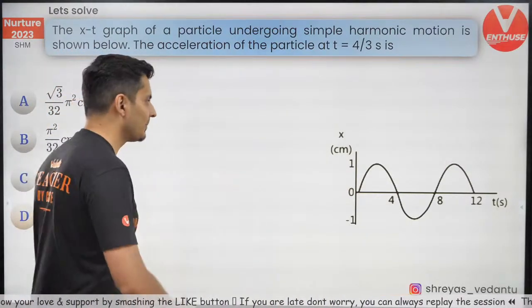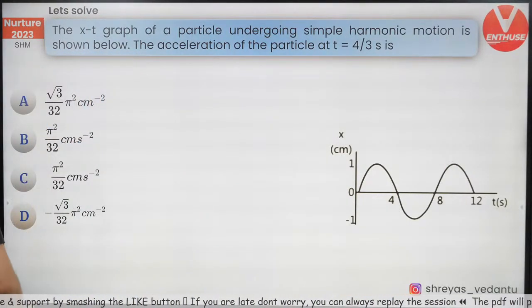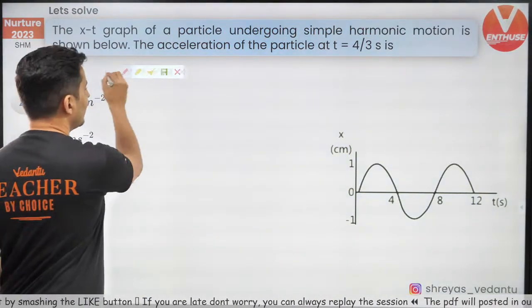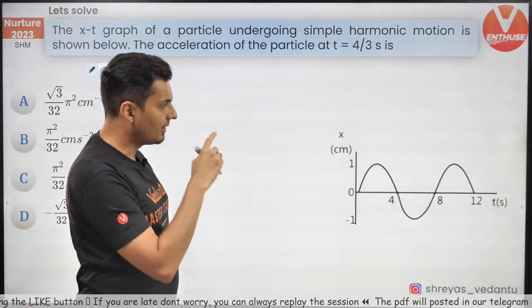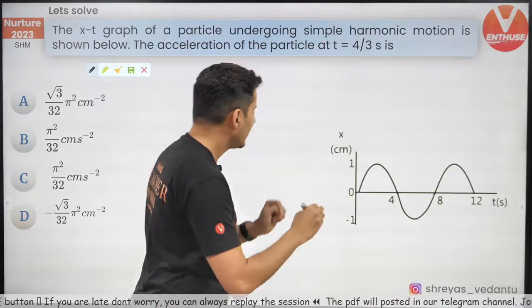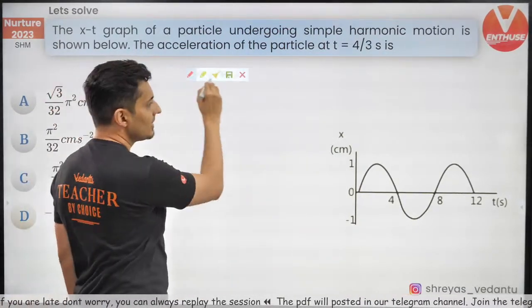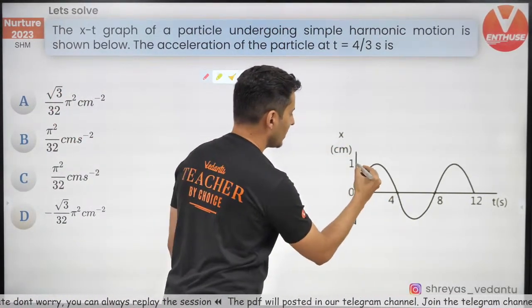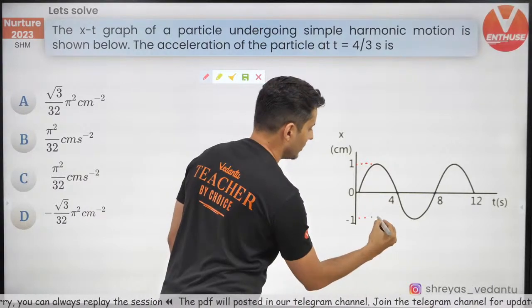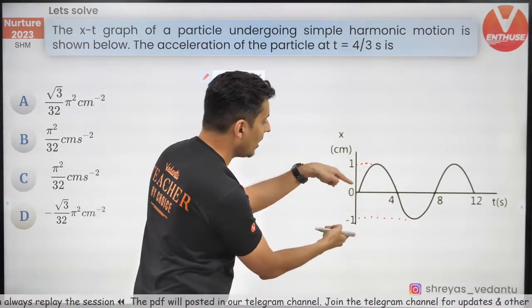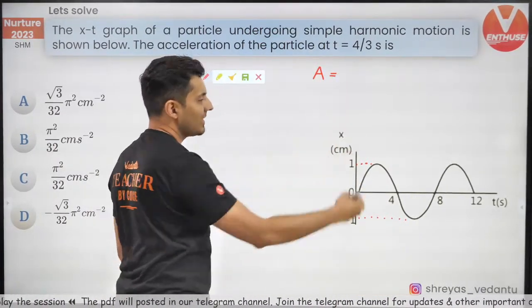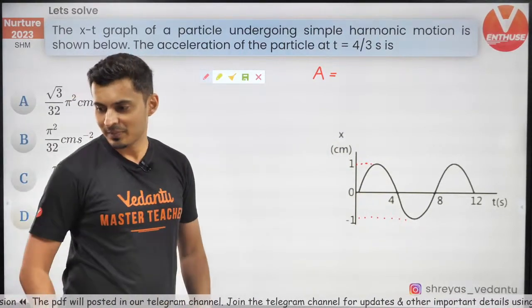Let's solve this question. Okay, so what do we have? A graph which goes like this. Clearly from this graph, since it's position versus time, think about it. I got to know how much is the amplitude. Quickly let me know in the chat box.